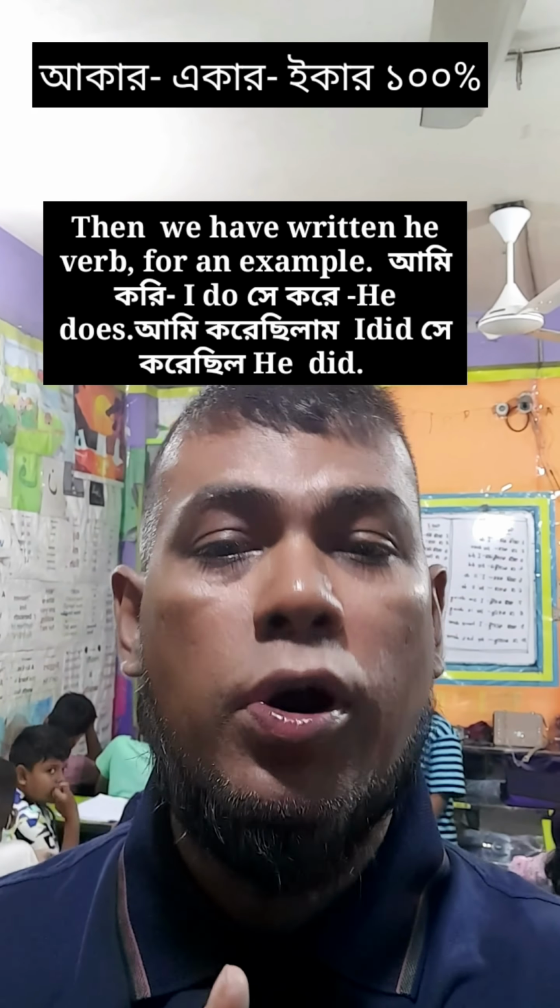For example, আমি করি I do, সে করে he does, আমি করেছিলাম I did, সে করেছিল he did, আমি করব I will do, সে করবে he will do, আমি করছি I am doing, সে করছে he is doing, আমি করেছি I have done, সে করেছে he has done.